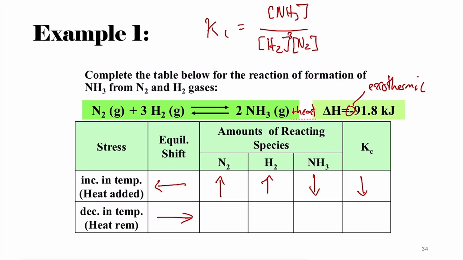So then what happens to our reactant species here? They go down, right, for both of them. And then the product should increase. And what happens to our equilibrium constant? It increases, right, because we have smaller numbers in the denominator and a larger number in the numerator, right?